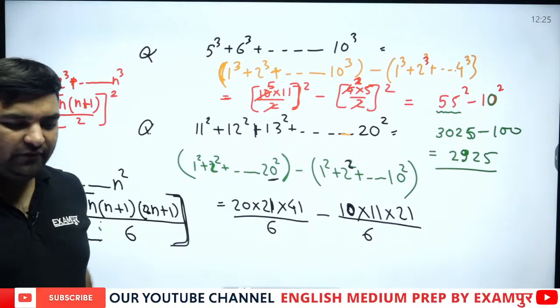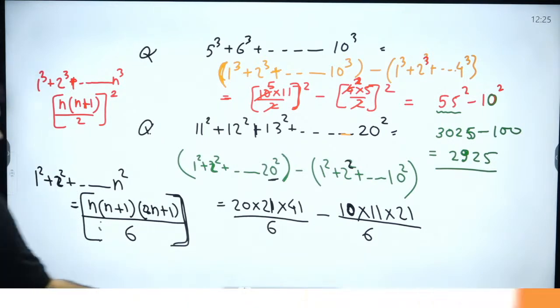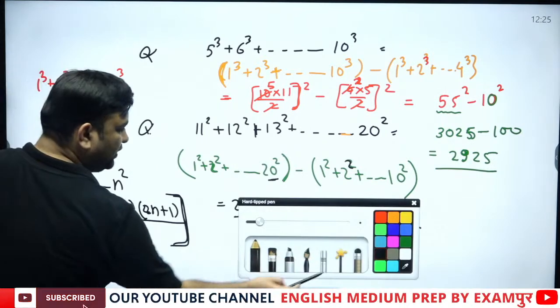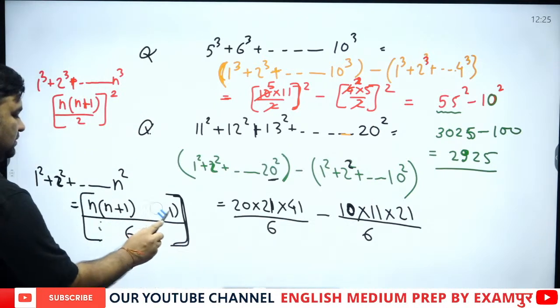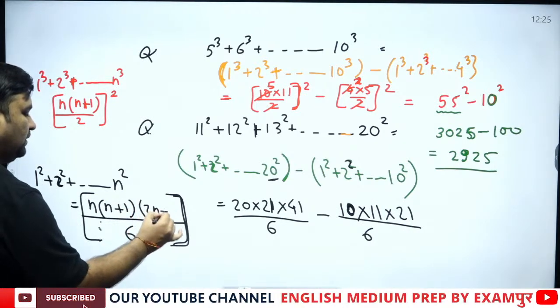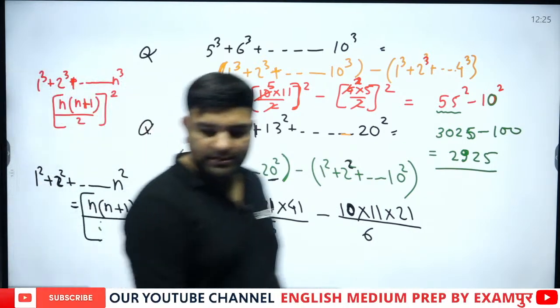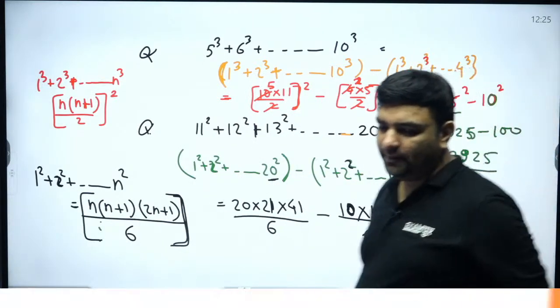Yes, the formula is different for squares: n into n plus 1 into 2n plus 1 divided by 6. Got it or not? I assume that you know it.